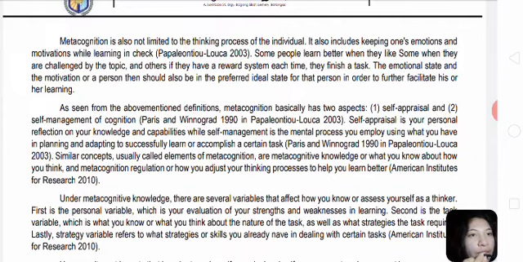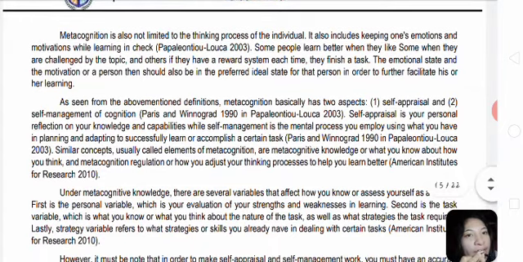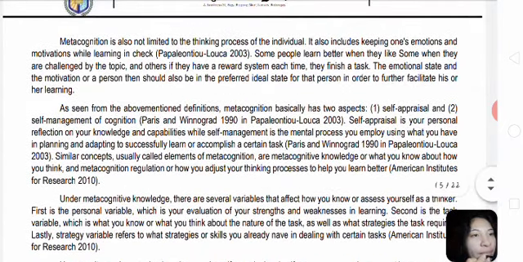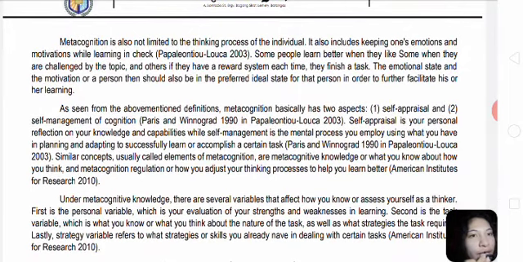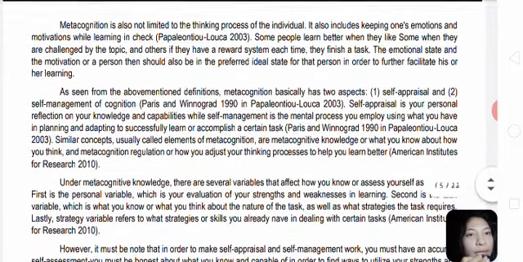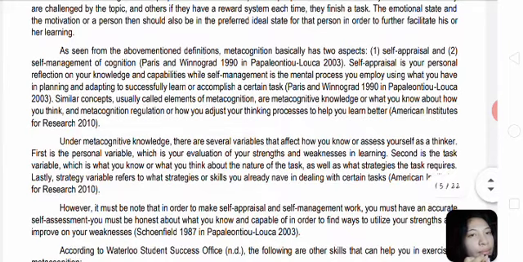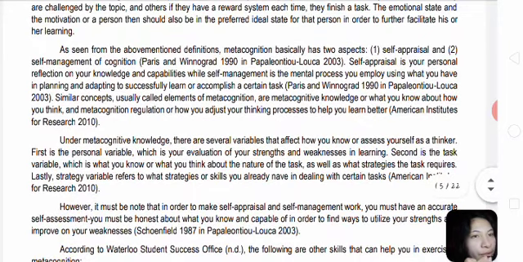As seen from the above mentioned definitions, metacognition basically has two aspects: self-appraisal and self-management of cognition. Self-appraisal is your personal reflection of your knowledge and capabilities, while self-management is the mental process you employ, using what you have been planning and adapting to successfully learn or accomplish a certain task. Similar concepts, usually called elements of metacognition, are metacognitive knowledge, or what you know about how you think, and metacognition regulation, or how you adjust your thinking processes to help you learn better.